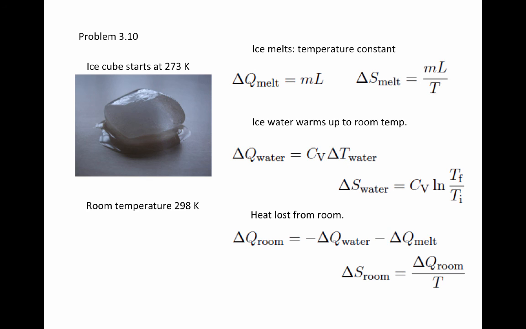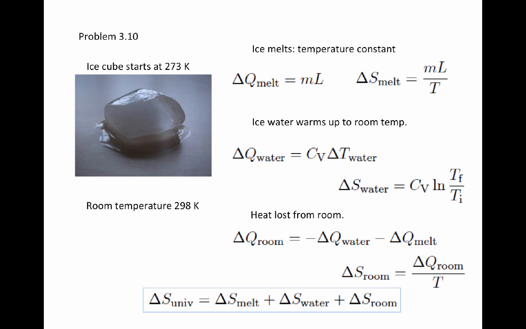The total heat added to the water came from the room. Therefore, the magnitude of the heat added to the water is equal to the magnitude of the heat taken from the room. The room is always at room temperature, so for the change in entropy for the room, we use the constant temperature formula, delta Q over T. The overall change in entropy for the whole process is then the sum of these three entropies.